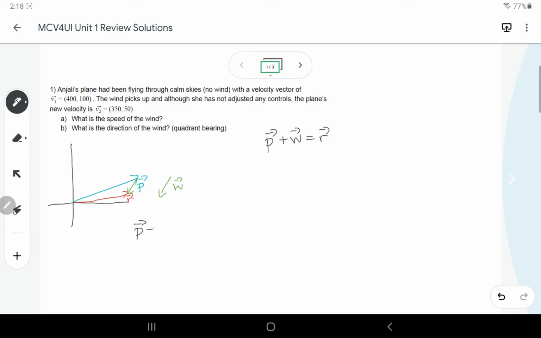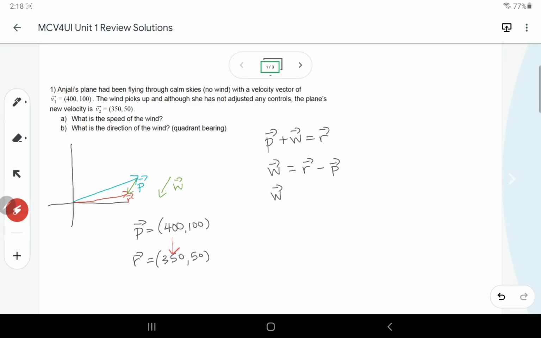We know that the plane's original velocity was 400, 100, and the resultant velocity after the wind is 350, 50. So the wind would equal the resultant velocity minus the plane's velocity. Or you could just analyze and ask, what would have had to get added to that 400 to make it 350? It's going down by 50. What would have had to get added to the 100 to make it go down to 50? That's negative 50 as well. But we could do it algebraically like this: 350, 50 minus 400, 100. So the wind would be negative 50, negative 50. That is the vector for the wind.